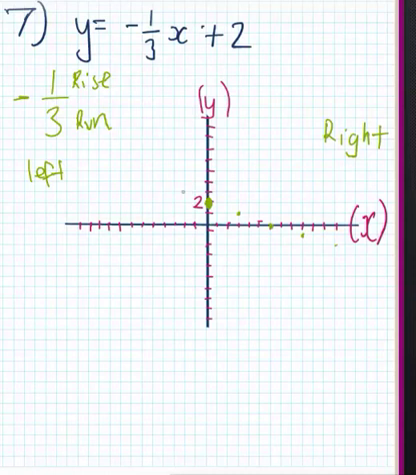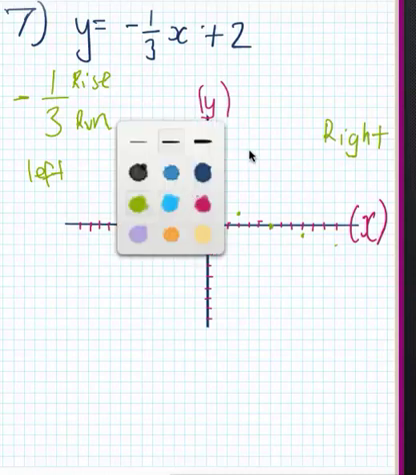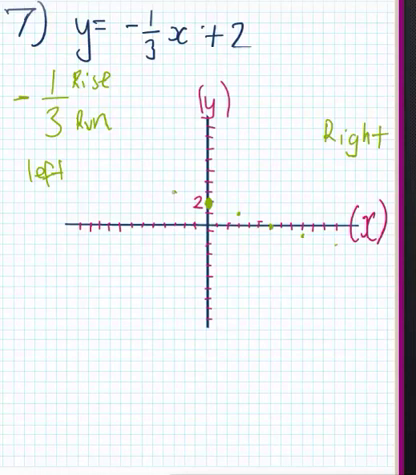1, 2, 3, and that's 1 point. And again, move up one, 1, 2, 3. Move up one, 1, 2, 3. And I can stop there. And now all we have to do is join up our points.